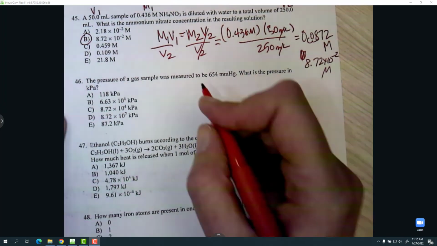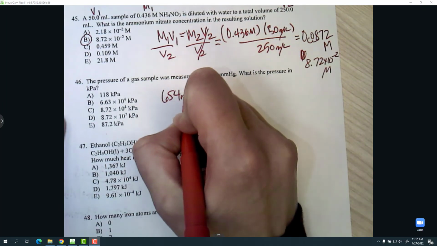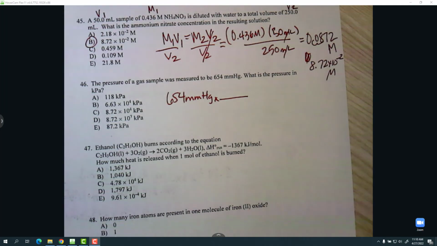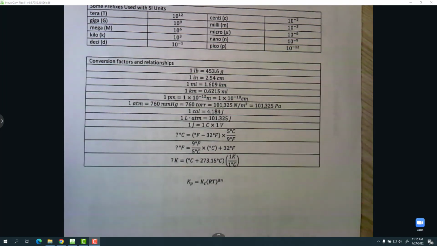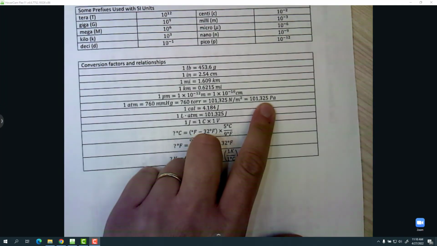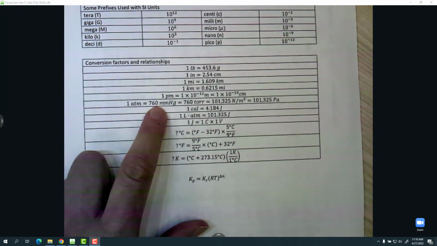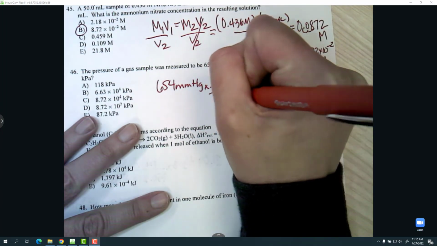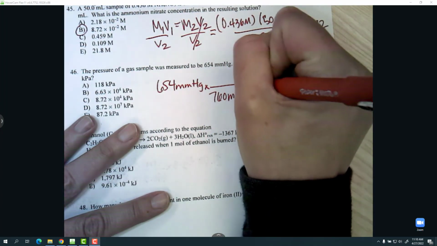All right, pressure. I need a conversion factor between millimeters of mercury and kilopascals. If I look at my equation sheet, I do not find one, but I do find pascals in millimeters of mercury, so I can use that. Just setting it up so the units will cancel.